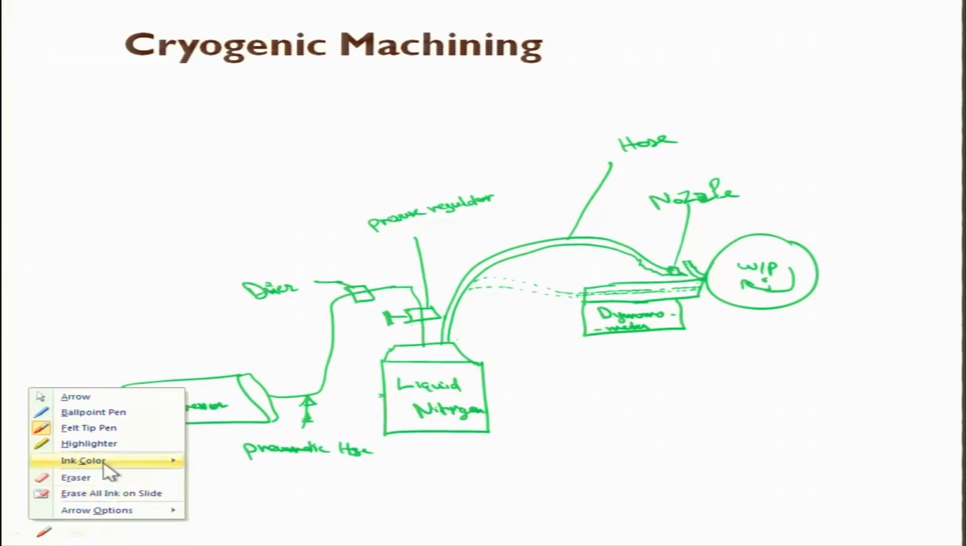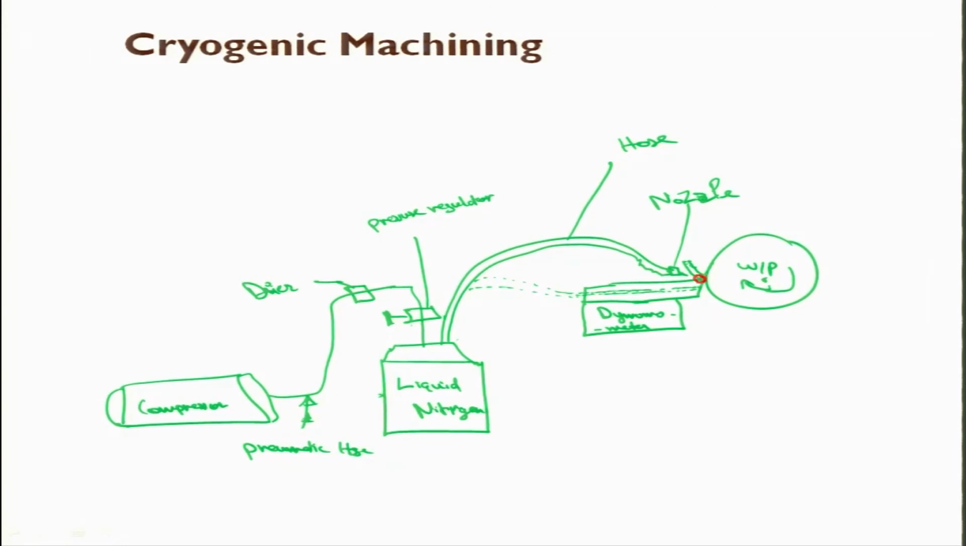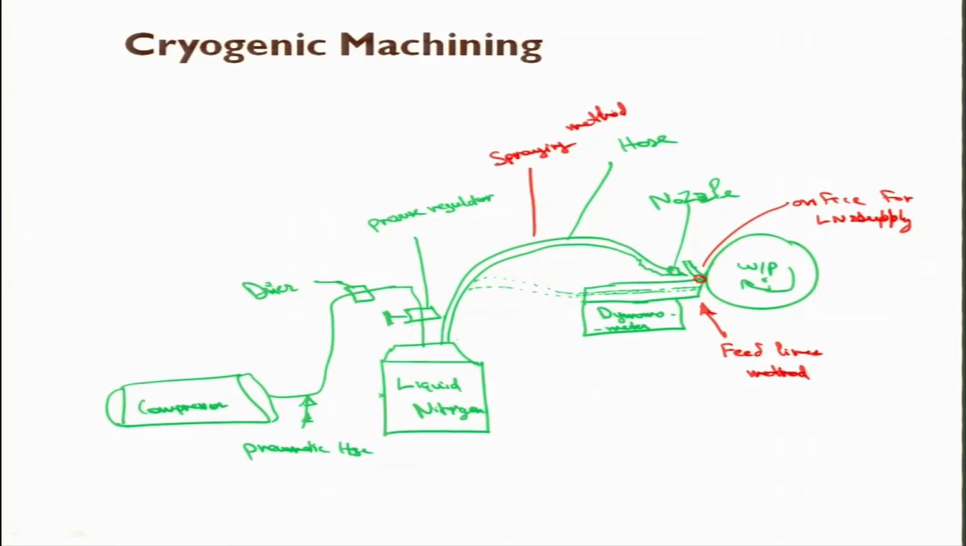I would like to change the color here. A small orifice here for LN liquid nitrogen supply. Now, in this case, this is my spraying method. So, this is my feed lines method. So, this is actually cylindrical cutting. This process is turning process, a simple turning process.